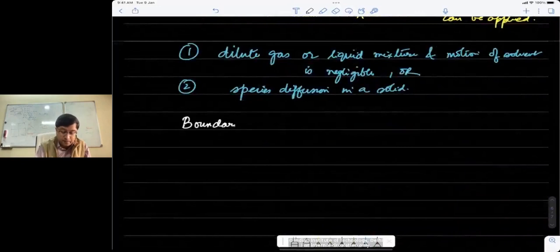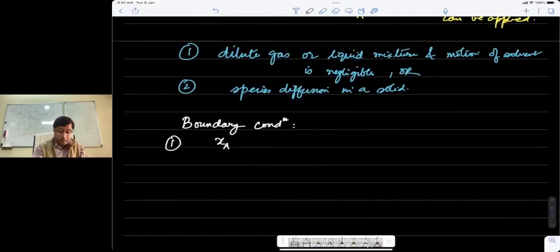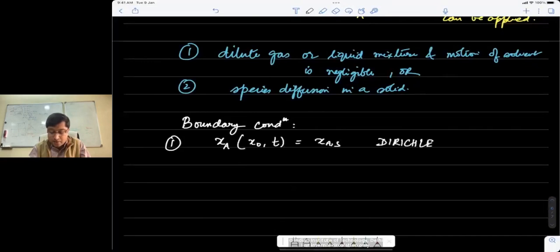So the simplest type of boundary condition is the Dirichlet type, where you are given, let's say, the mass fraction or the mole fraction of species A at some location x naught at all times. Let's say that is specified. So that becomes one condition to solve this problem.